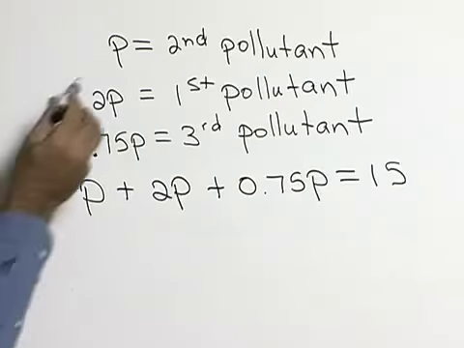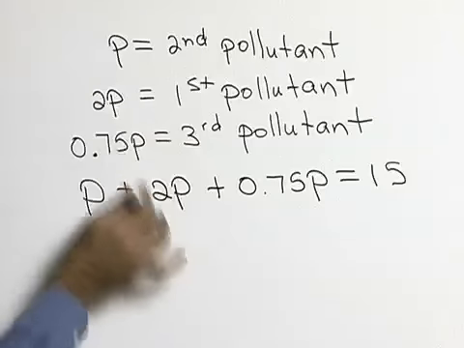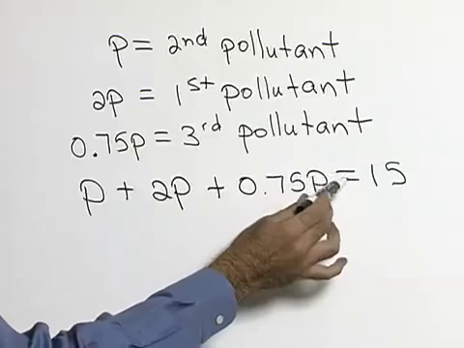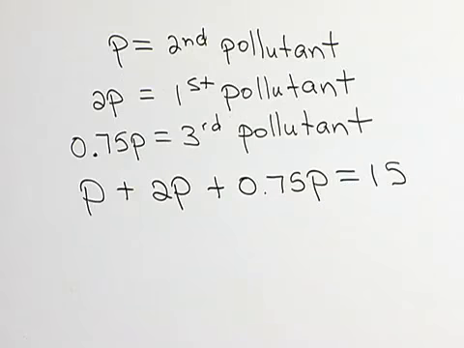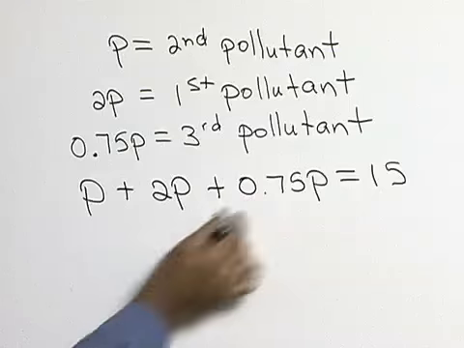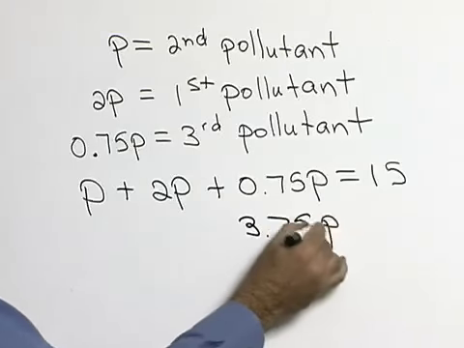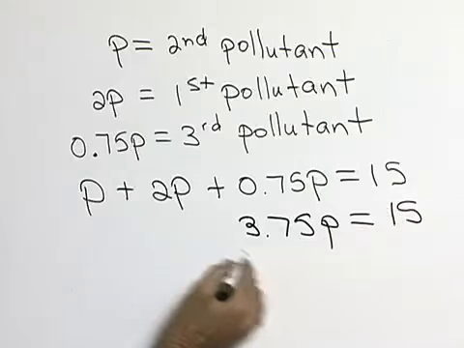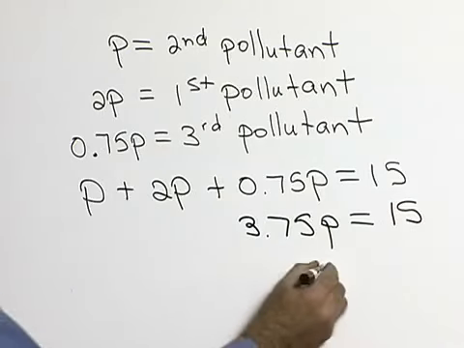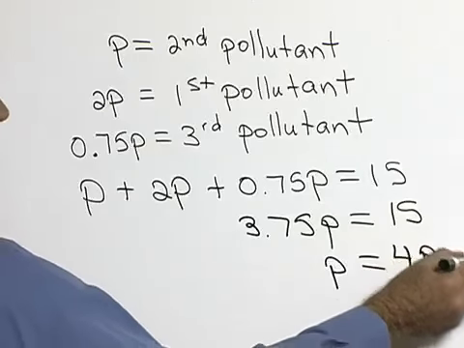So if we write an equation, we want to add our three pollutants up. So it'll be P plus 2P plus 75 hundredths P equals what the consumer group found, which was 15 parts per million. So if we add this, 1 plus 2 plus 75 hundredths will give us 3 and 75 hundredths P is equal to 15. And then dividing 3 and 75 hundredths into both sides, we get P is equal to 4 parts per million.